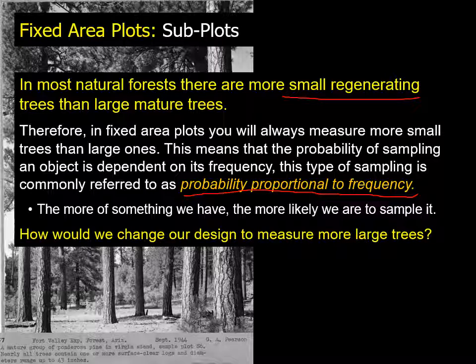For just a second, think about how we might modify this design in order to help us capture more large trees within a fixed area plot.